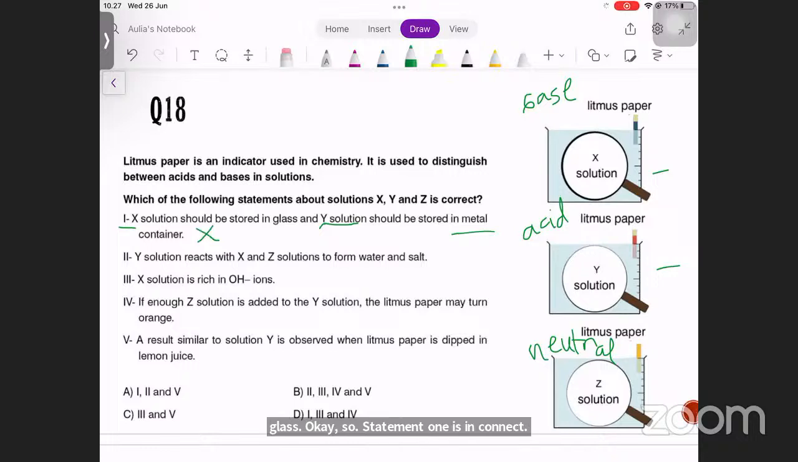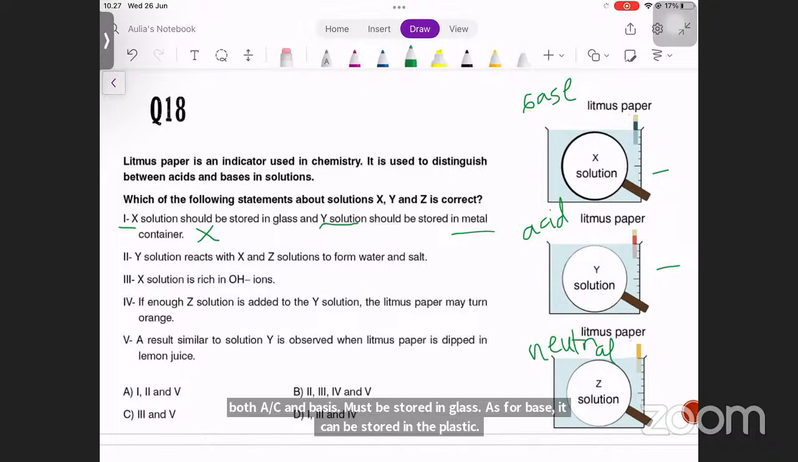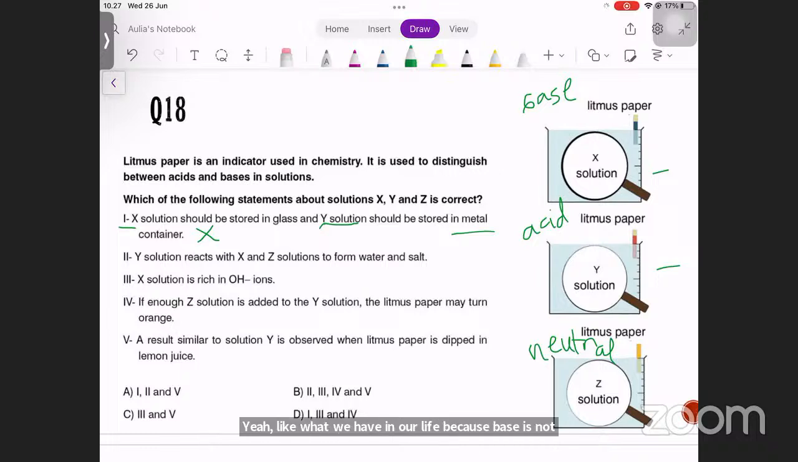Both acid and bases must be stored in glass. As for base, it can be stored in the plastic, like what we have in our lab, because base is not as dangerous as acid, not as corrosive as acid.